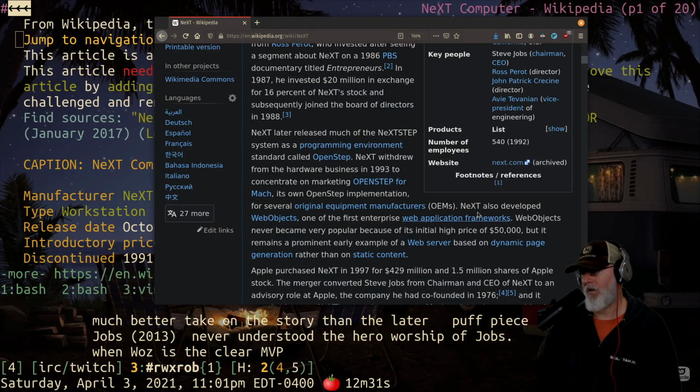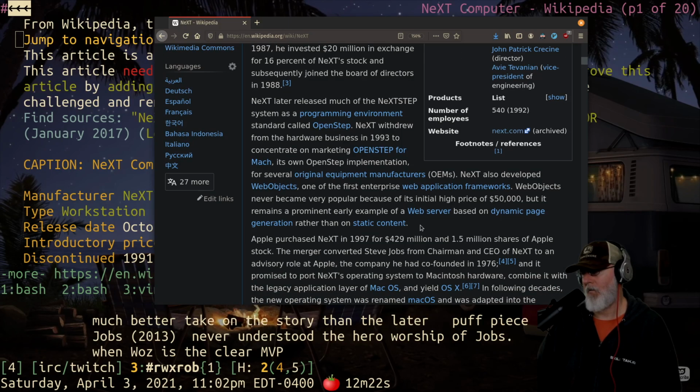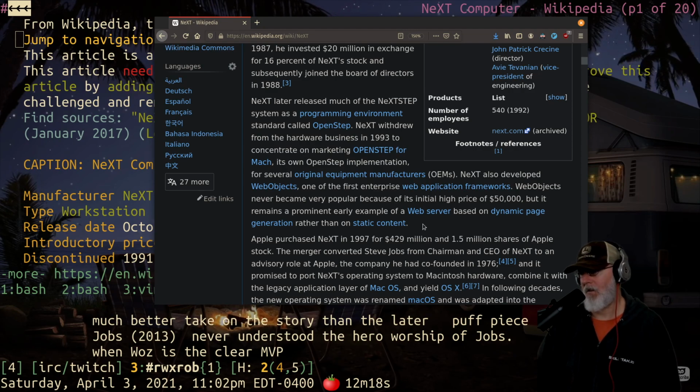NeXT also developed WebObjects, which fell apart. Let's see, WebObjects became very popular because of its initial high cost. Yes, web server based dynamic page generation rather than static content.